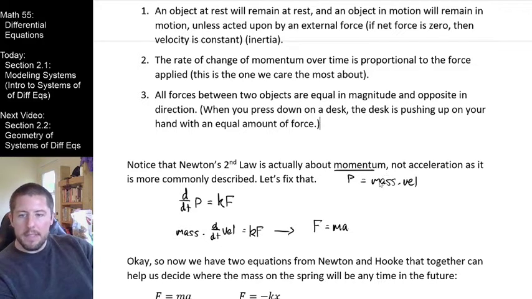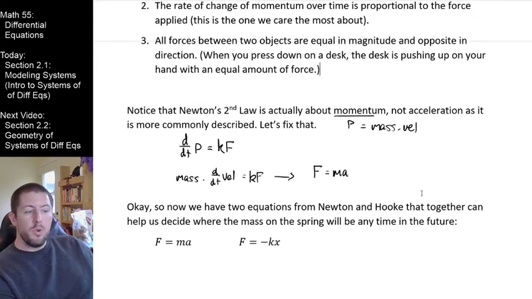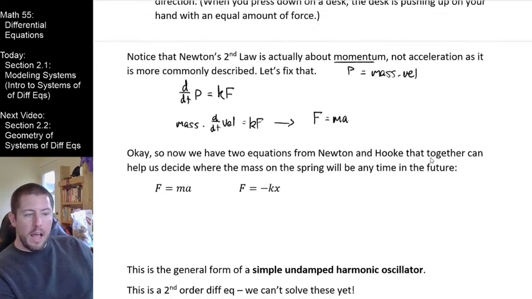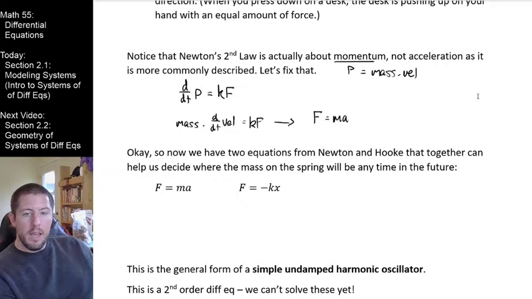And so as long as the mass is constant, which is a very reasonable assumption for us to make in most all physics scenarios right here, then we just get force equals mass times acceleration, right? We're proportional to that thing right there. And the mass is our constant of proportionality in this case. So now we have 2 equations from Newton and Hooke that together are going to help us decide where this mass on a spring is going to be anytime in the future. Force equals mass times acceleration, and force equals negative K times the position right there. And so I'm just going to set these equal to each other and say mass times acceleration equals negative Kx.